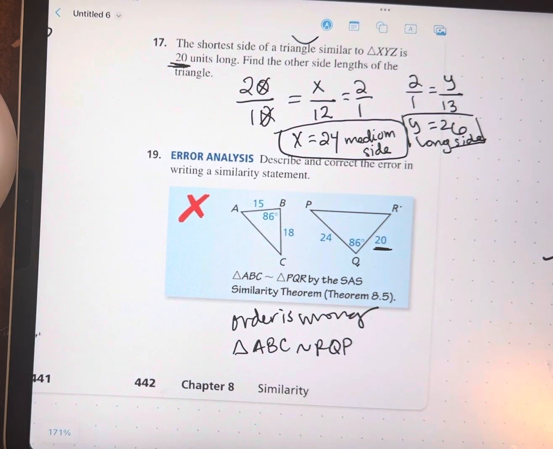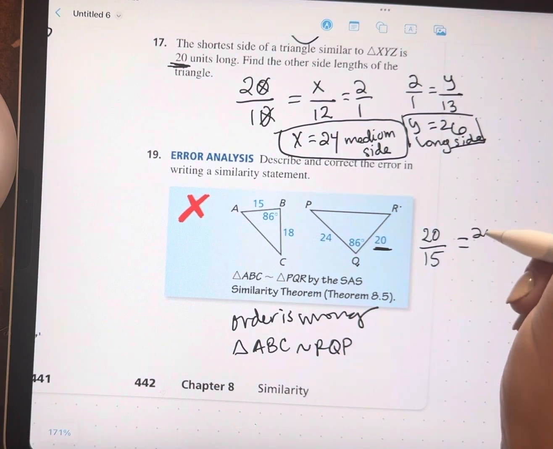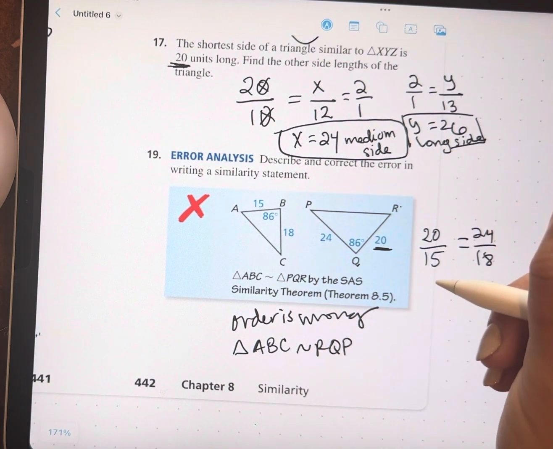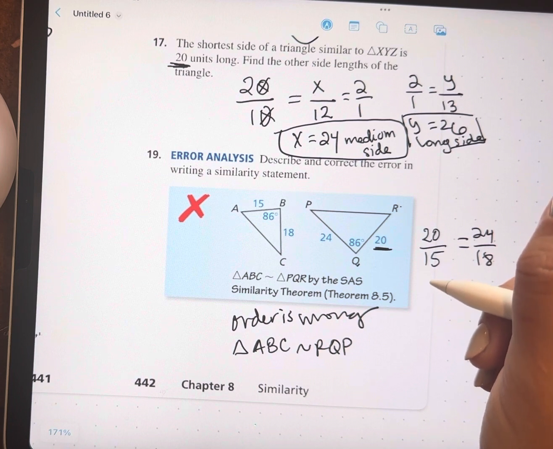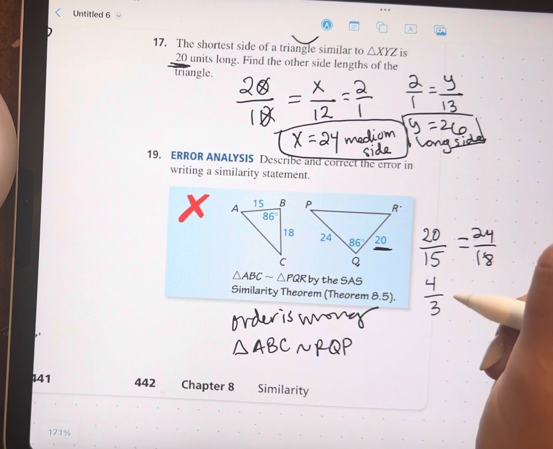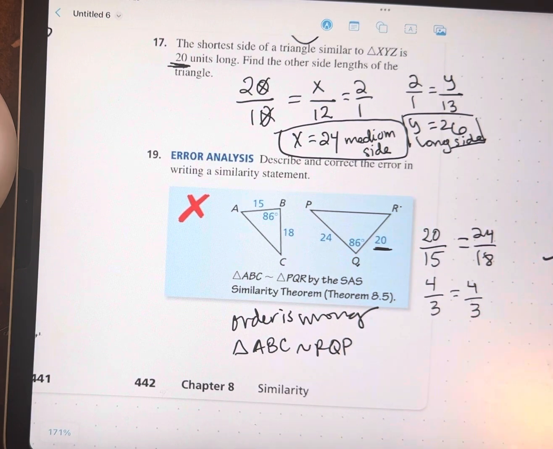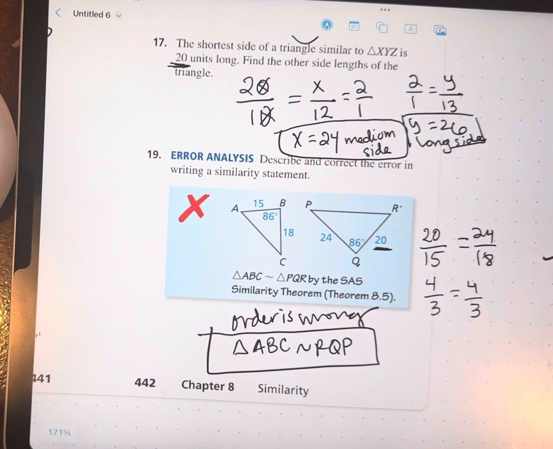I guess technically I should also verify that 20 over 15 equals 24 over 18, just to make sure they even are similar. But I think that the problem assumes that they are. So I don't think that was really necessary. But hey, extra practice never hurt. Okay, and that's it.